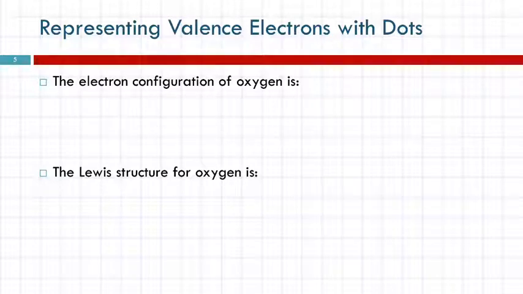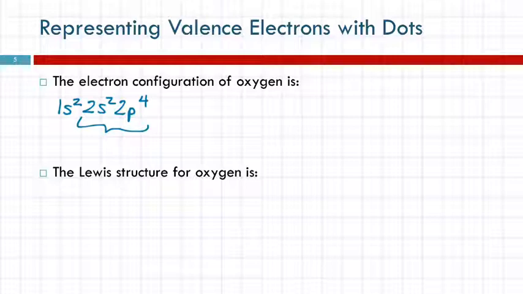So if we look at oxygen, the electron configuration for oxygen should be 1s2, 2s2, 2p4. These are the valence electrons that oxygen has. So when we write a Lewis structure for oxygen, we write the element symbol, and then we put how many dots? 6. 6 dots, 6 valence electrons.